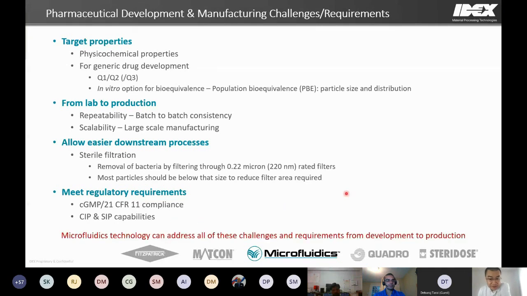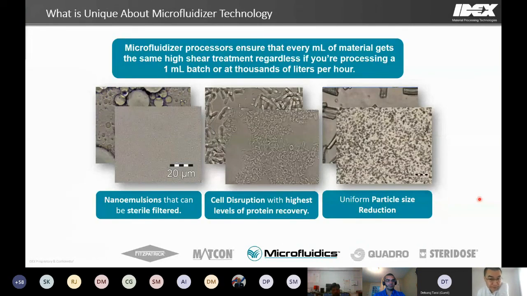So microfluidics technology can address all these challenges and requirements from development to production, with its unique advantages in achieving target processing results and guaranteed scalability. The uniqueness of the microfluidizer technology is that the microfluidizer processor ensures that every milliliter of material gets the same high shear treatment, regardless of whether you are processing a batch of a few milliliters or thousands of liters per hour.